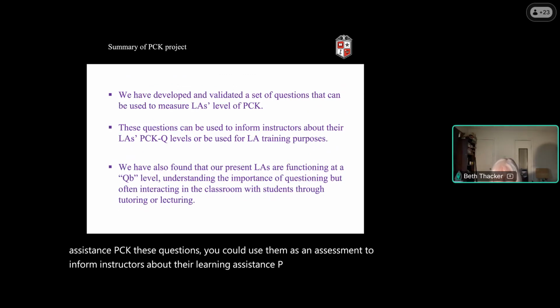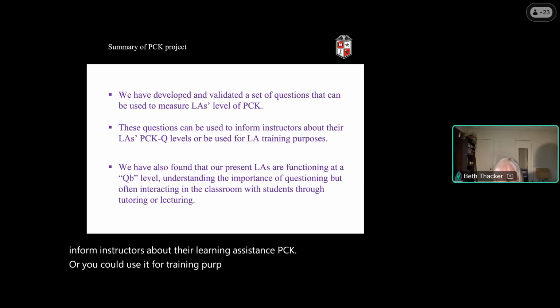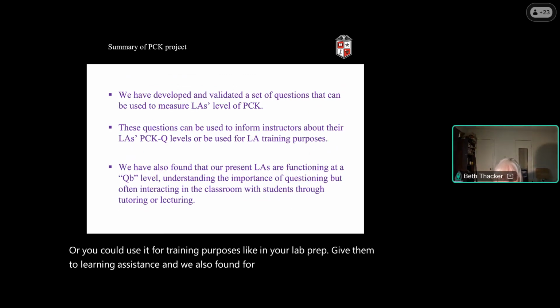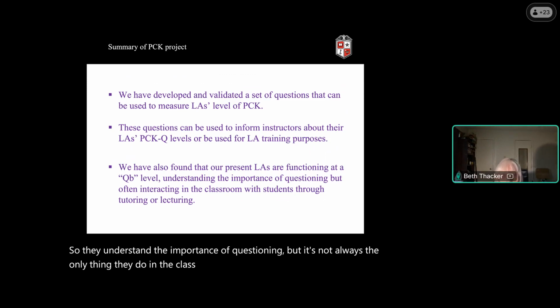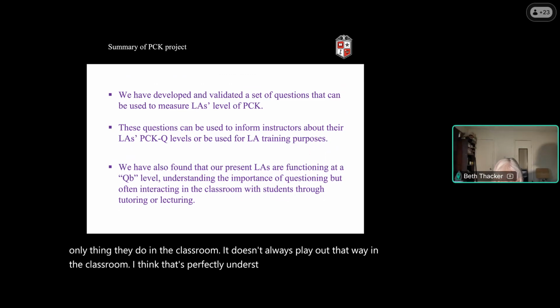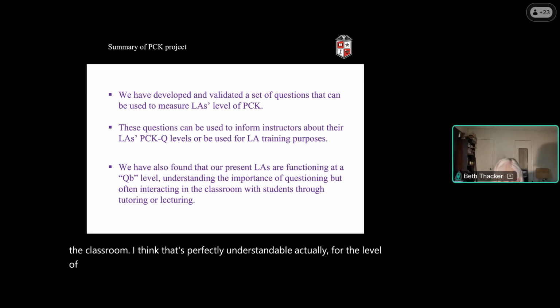Or you could use it for training purposes, like in your lab prep, give them to learning assistants. And we also found for our present learning assistants, they're mostly at a QB level. So they understand the importance of questioning, but it's not always the only thing they do in the classroom. It doesn't always play out that way in the classroom. I think that's perfectly understandable, actually, for the level of our learning assistants.